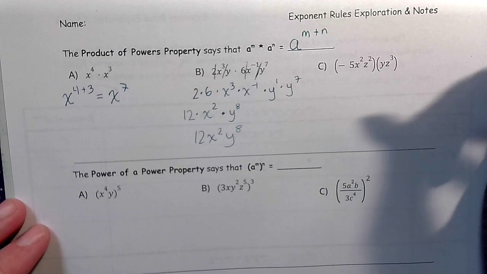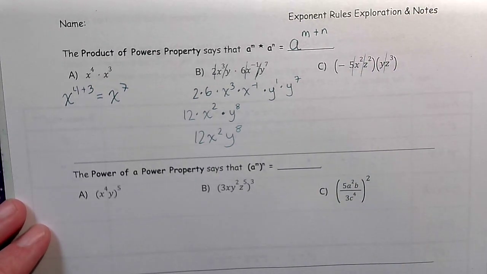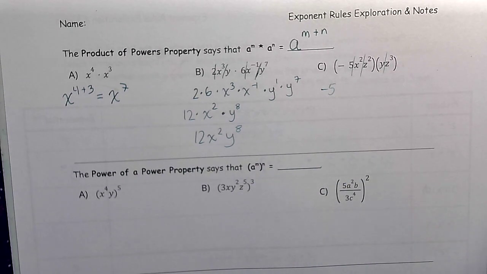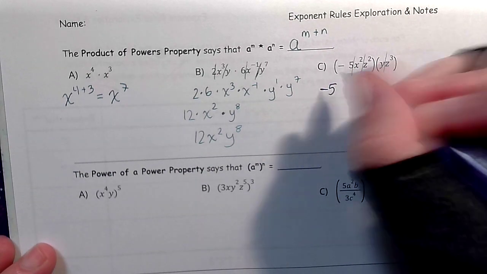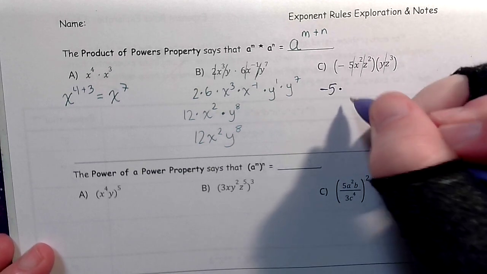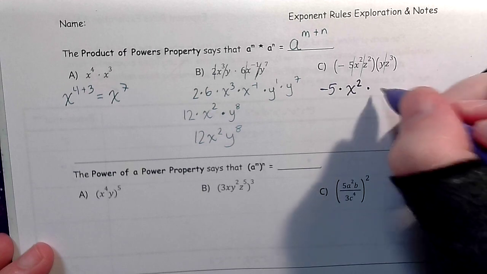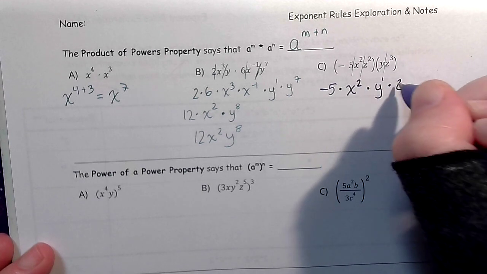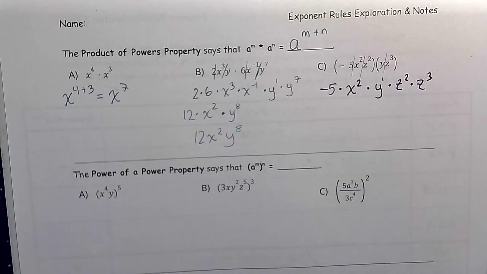And then over here, again, if it helps you, you can kind of separate the things and rearrange them. So, oh, looks like I need to change pens again. That's annoying. So negative 5 doesn't have another number, so we'll just leave it like that. Times x squared doesn't have another x, okay. Y to the first, z squared times z to the third. Go ahead and see if you can finish this one up.